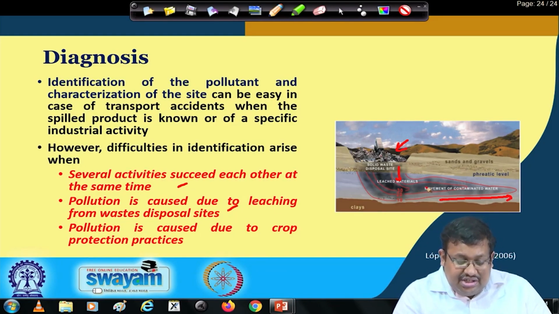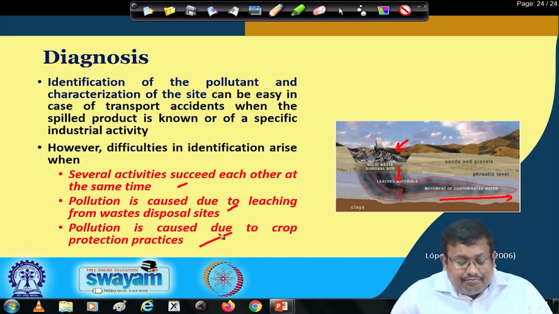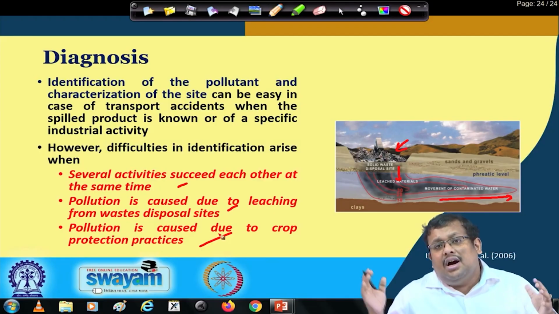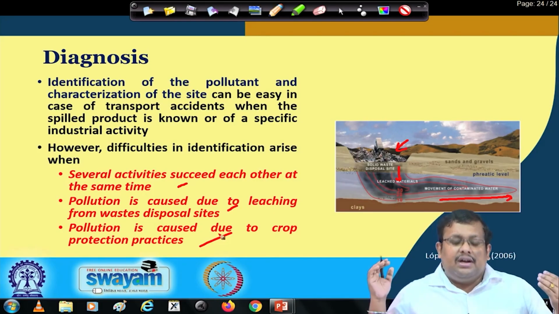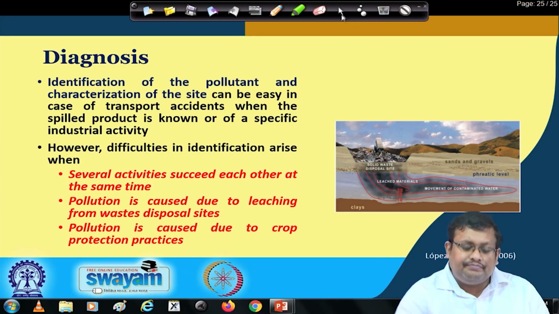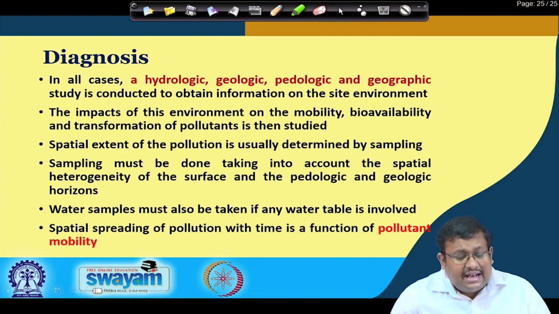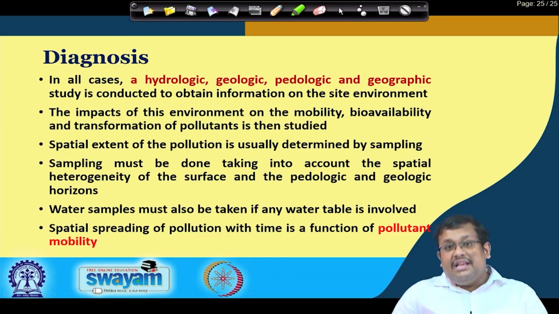Waste disposal site leaching, pollution caused due to crop protection practices like organic pesticidal chemicals, and when multiple processes or multiple activities are occurring at the same time. So, this is the diagnosis. Now, in all these cases, a hydrologic, geologic and geographic study is conducted to obtain information on the site environment. And remember that the sampling is very important.